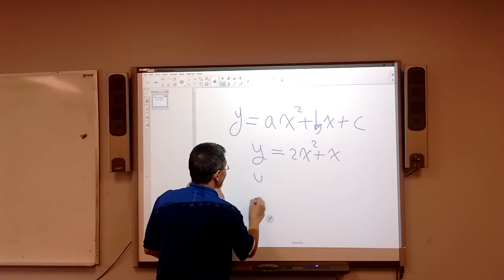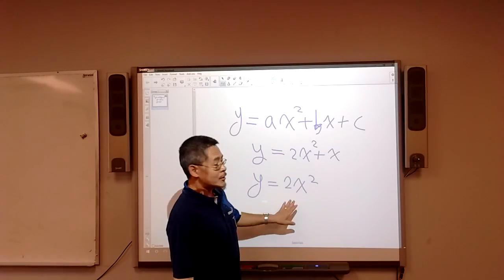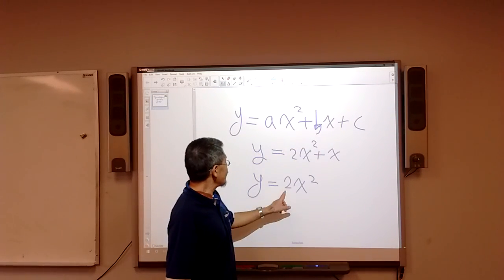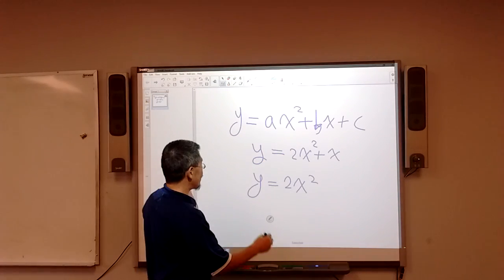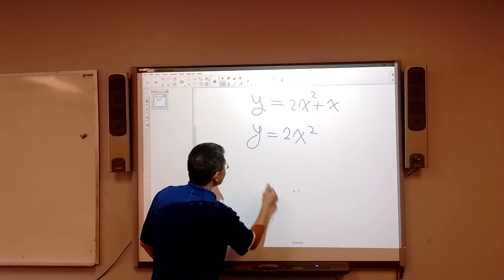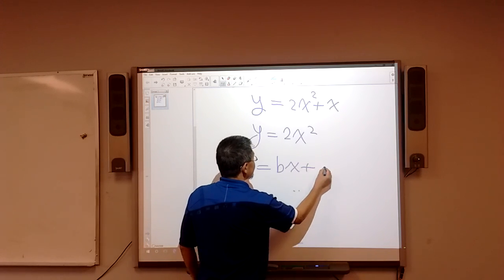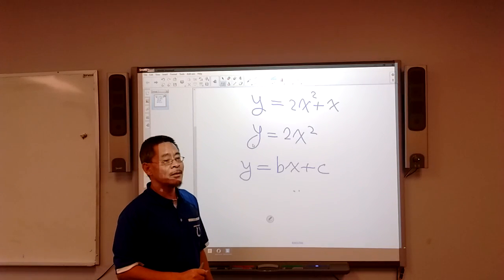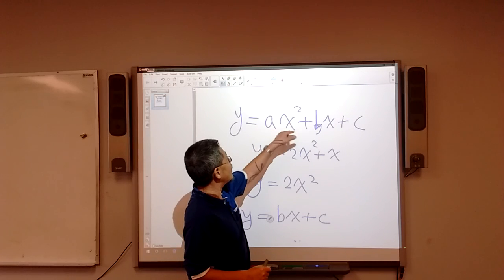Now, you could have this. It's still a quadratic function. This can be 0. The only thing that cannot be 0 is a. If a is 0, it ends up with something like this. What function is that? Linear function. So when we're talking about quadratics, we're talking about this term here.